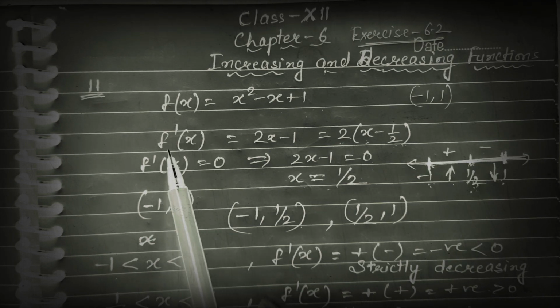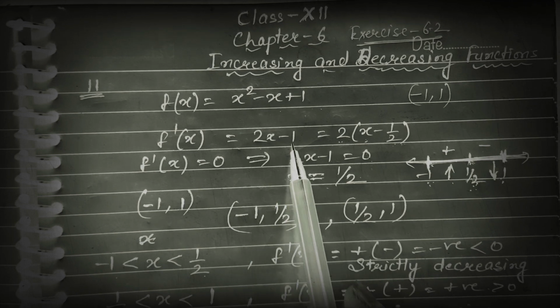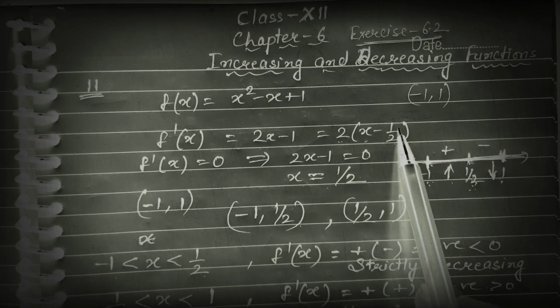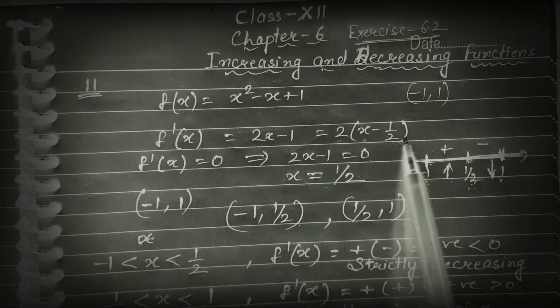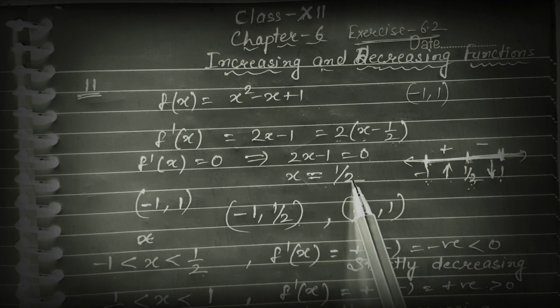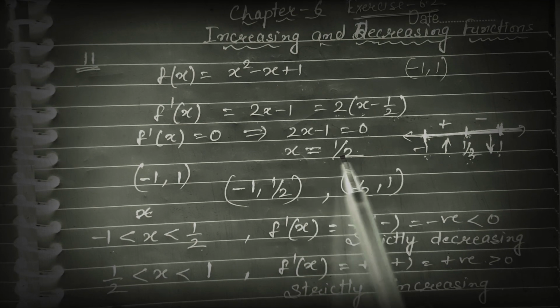So firstly we will take the first derivative, f'(x). The derivative of x² is 2x, the derivative of x is 1. So we can take 2 common from here. It will be x minus 1/2. Firstly try to make factors. Now we will take this equal to 0 for finding the stationary point, critical point. x is equal to 1/2.